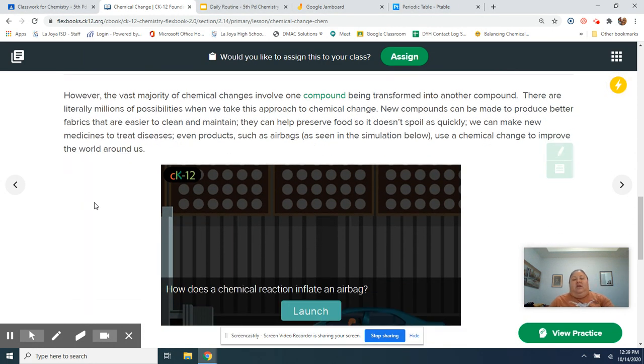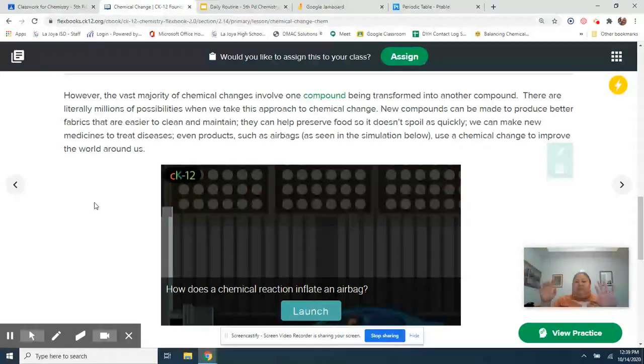There are a vast majority of chemical changes that involve one compound changing into a different compound. There are literally millions of possible ways to approach this chemical change. I can rearrange two different compounds by doing that switcheroo.